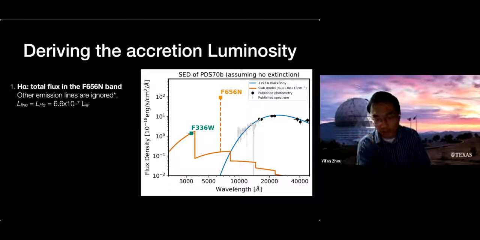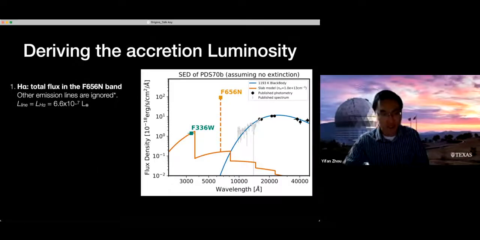In order to derive the accretion luminosity, we split it into two parts. For the first part, we assume it has line emission, and for the H-alpha line it is quite straightforward. We just need to integrate the total flux within the H-alpha band and calculate the H-alpha luminosity. Here we neglected other lines, which can introduce a non-negligible amount of uncertainty, which I will discuss later. But for now, I will just assume the line luminosity is the same as the H-alpha luminosity.